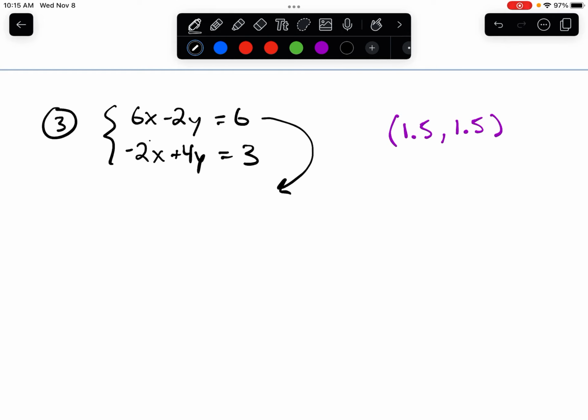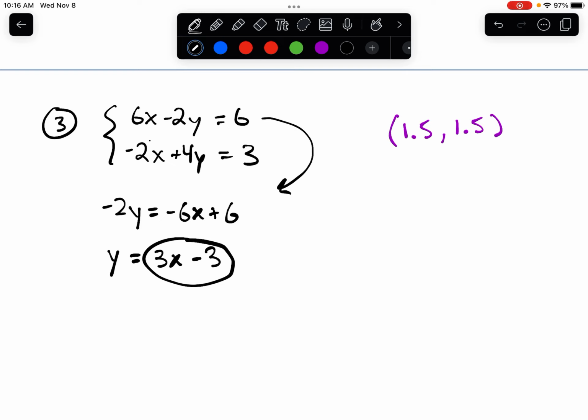So I'm going to rearrange this. I'm going to subtract the 6x on both sides, so negative 2y equals negative 6x plus 6. Then I'm going to go ahead and divide everything by negative 2, so we get 3x minus 3. And now I know that y is equal to 3x minus 3. So I can take this 3x minus 3 and substitute it in for that letter y. So rewriting my second equation, we get negative 2x plus 4 times (3x minus 3) equals 3.